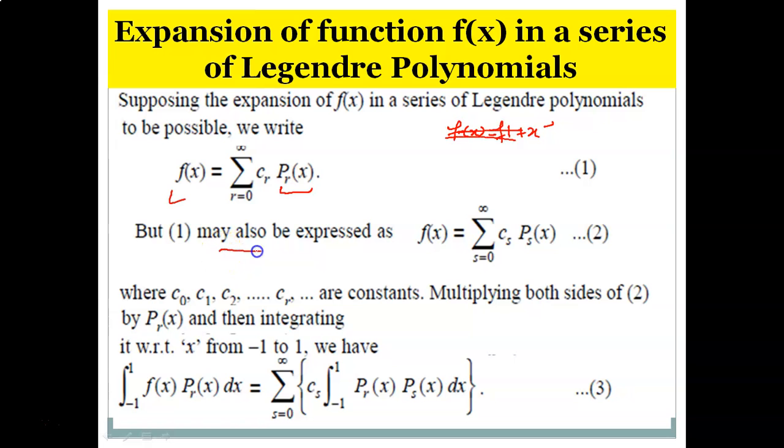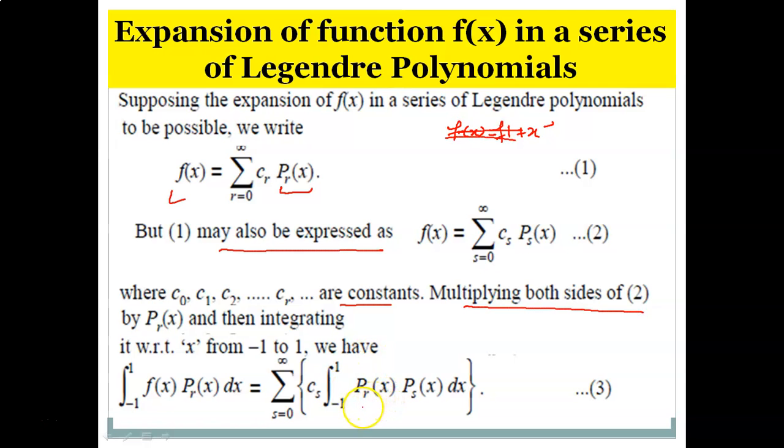This expression 1 can also be expressed in this form, summation s going from 0 to infinity c_s P_s(x). This is equation number 2, where c_0, c_1, c_2, c_r are the constants which we need to determine. When we multiply both sides of equation 2 by P_r(x) and then integrate with respect to x from -1 to 1, on the left hand side we are multiplying with P_r(x) and integrating from -1 to 1. The same thing is occurring on this side.